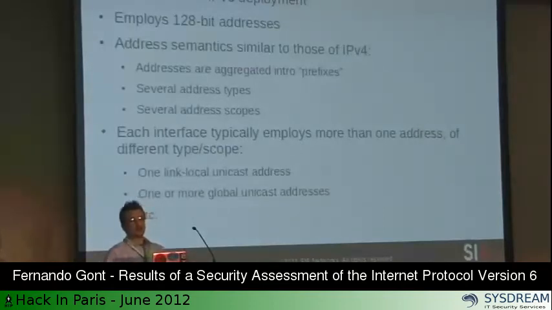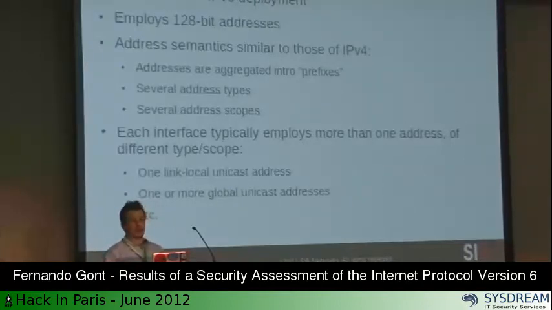IPv6 addresses are 128 bits long, and other than that, they are essentially the same as in the IPv4 case. For example, the semantics of the addresses are very similar. Addresses are aggregated into prefixes when you want to route packets, so you will find that the routing table in IPv6 looks very similar to the one in IPv4, with the only difference, of course, being the length of the prefixes. There are different address types, so in the same way as in IPv4 you have, for example, unicast and multicast addresses, you have the same thing in IPv6. And finally, you have different address scopes, which is, again, the same or very similar to IPv4.